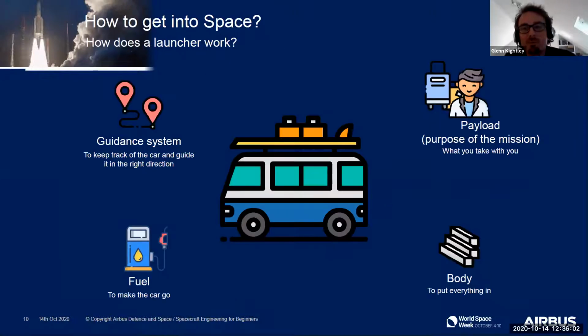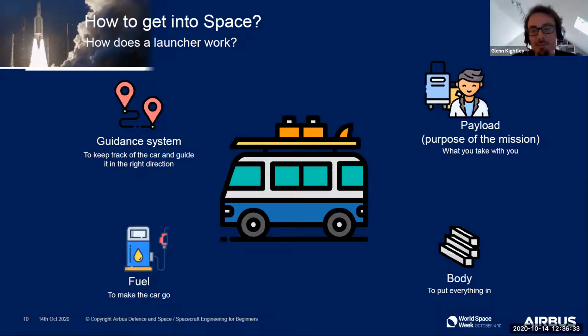So how does the launcher work? Well, let's compare it to something you probably do on holiday. If you take a camper van or a car, you'll have your guidance system on board, which will be your sat nav or your mum and dad's knowledge of the road. You've got the fuel, which you'll fill up at a petrol station before you go. You'll have your payload. Now, that's probably you, plus a load of clothes that you want to take, plus anything that you want to keep you occupied on your holiday mission, shall we say. And then you need a structure around you to protect you when you're driving.